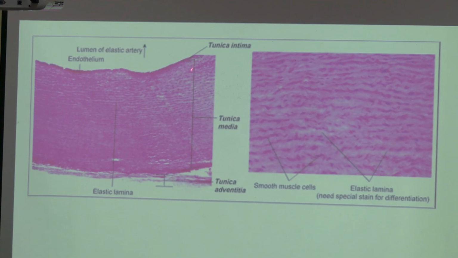Then you can see this entire part is the tunica media, and this is the tunica adventitia. See, some part of the tunica adventitia got separated from the tunica media during the processing of the slide. That's why, in case of elastic artery, it is very easy to identify the tunica adventitia.